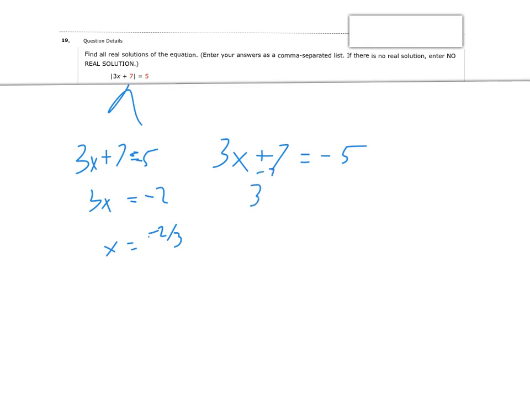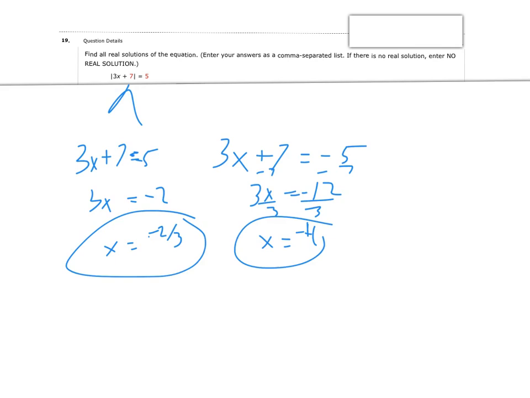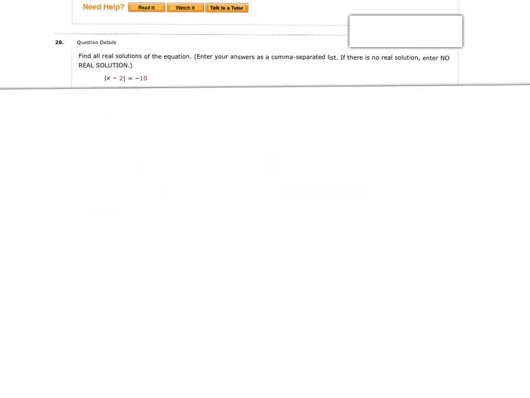Next up here, we'll subtract the 7. Positive 3x equals negative 12, divided by 3, and you get negative 4. For absolute value equations, you really only need to check for extraneous when you're equal to a number or a negative number or a variable, and so I don't have to worry about it. These are both correct.